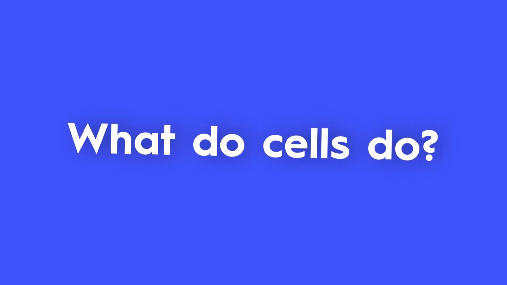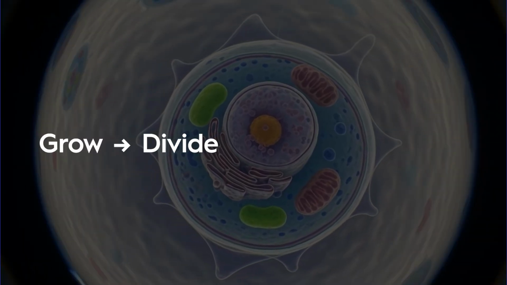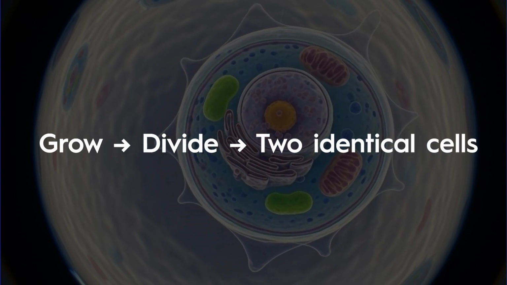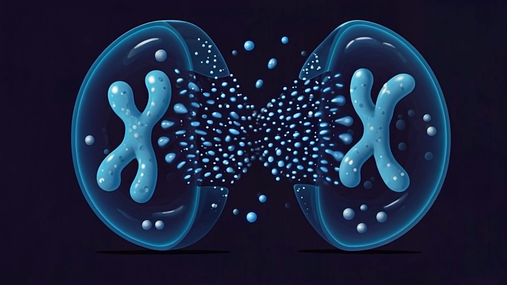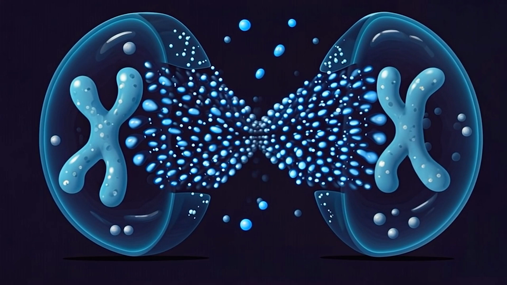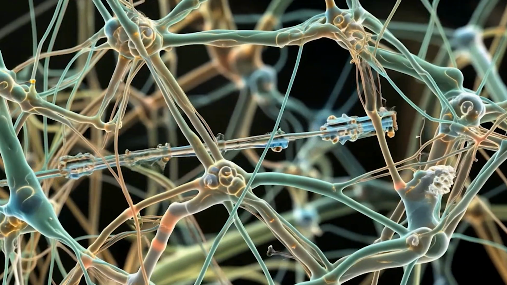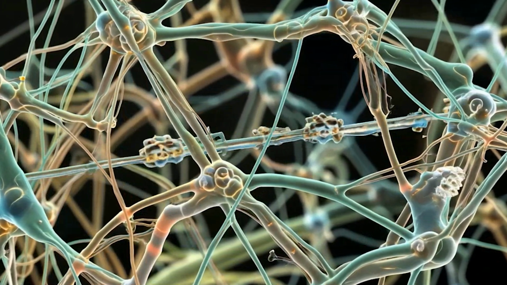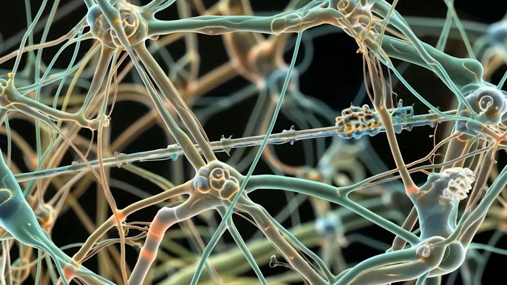Now that we've met the key parts, what do cells do? First, they grow and divide through mitosis, producing identical daughter cells for growth, repair, and maintenance. During division, DNA is copied and passed on, so each daughter cell inherits a complete set of instructions. Next, the cytoskeleton provides shape, internal transport tracts, and movement, working like beams, rails, and winches together.